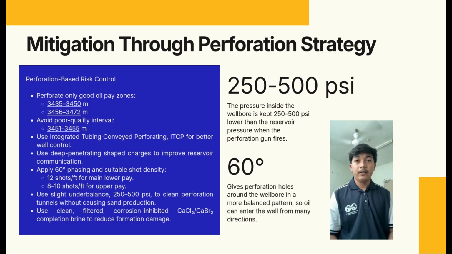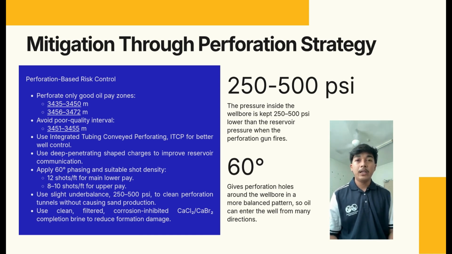So first, sanding risk will be reduced through selective perforation and controlled drawdown. The well will only perforate the good oil pay zones at 3435 to 3450 meters and 3456 to 3472 meters. The poor quality interval from 3451 to 3455 meters will not be perforated because it may increase sand production.